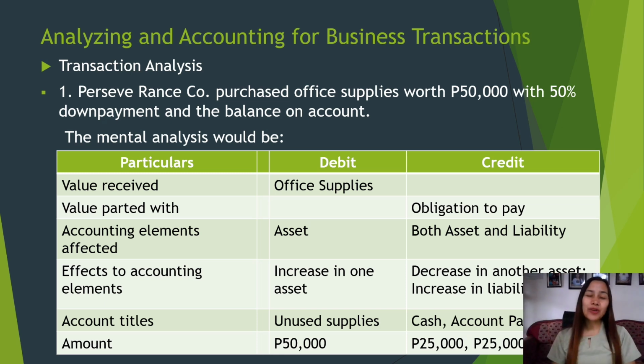What is the appropriate account title to be used for this particular transaction? Debit unused supplies, and then of course credit cash for the payment, and credit accounts payable for the obligation to pay. And then the amount to be debited: 50,000 for unused supplies, and then for the 50% down payment, cash 25,000, credit, and then accounts payable, credit, 25,000.